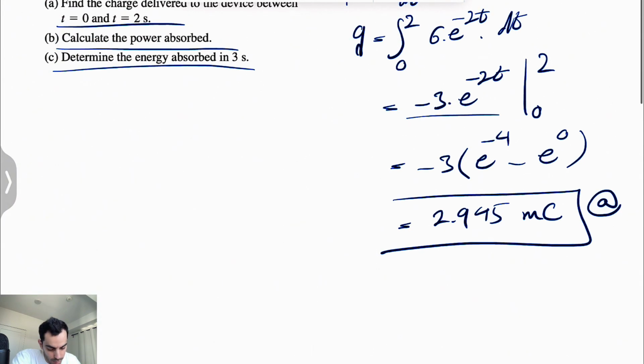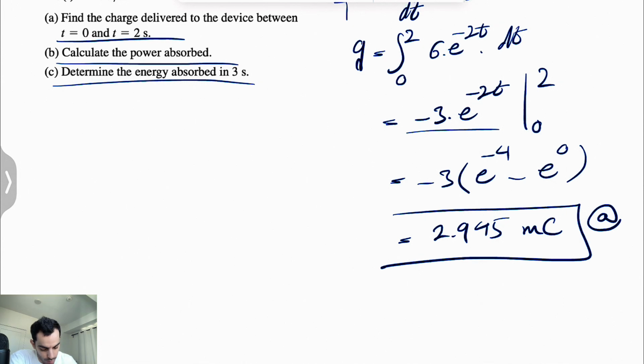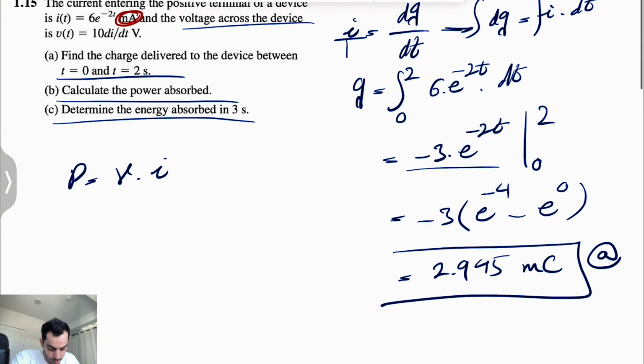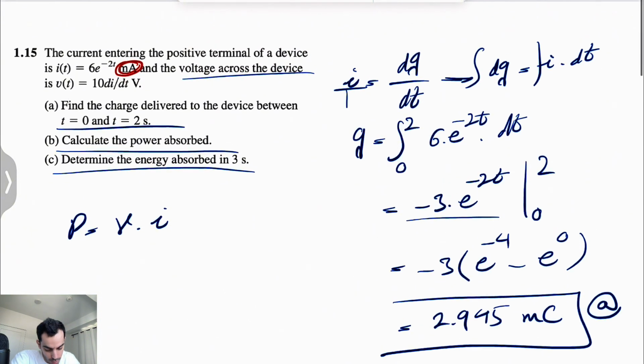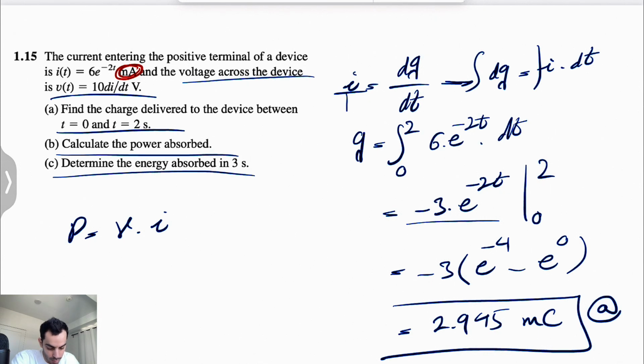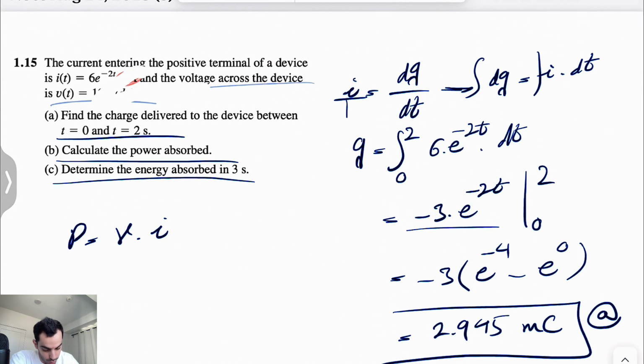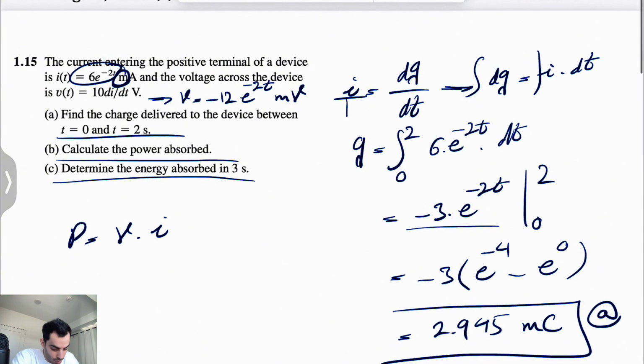In the B part, we need to calculate the power absorbed. So we talked about it. Our power would be v times i, or the voltage times current. We already have the current, but for finding the voltage, we have to take the derivative of the current. So our voltage would be the derivative of this expression, which is going to be minus 12e to the power of minus 2t. Keep in mind that we have a milli in here, so this is going to give us the unit in millivolts.